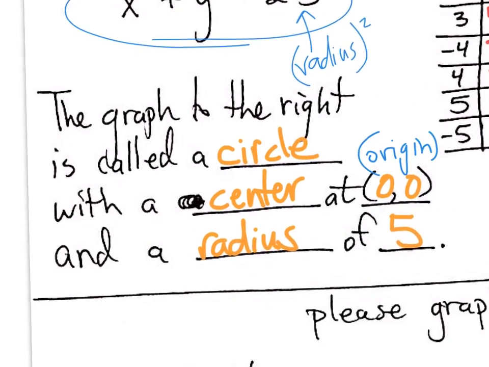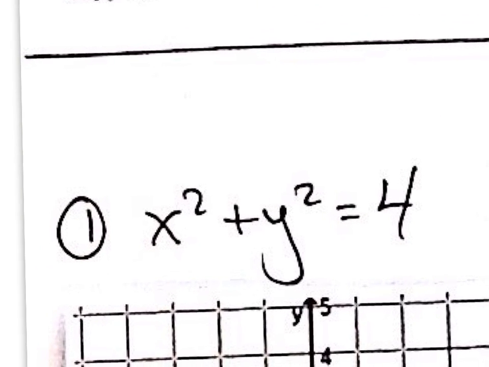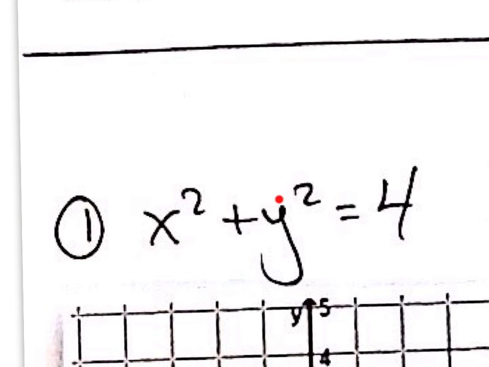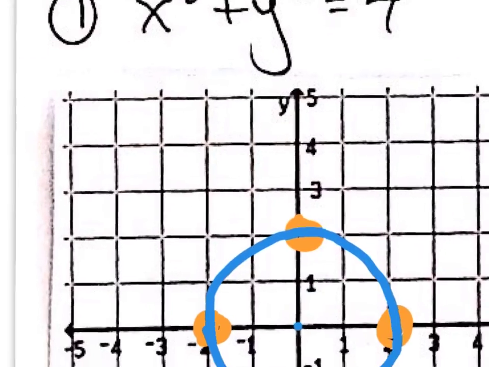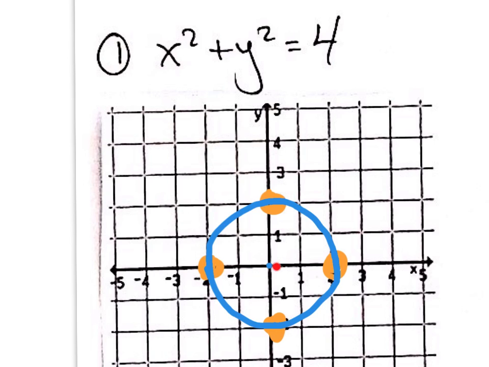So let's see if we can take that knowledge and graph x squared plus y squared equals 4. This is 2 squared, so it's going to be a circle with a center at 0, 0 and a radius of 2. I didn't really have any points out here. You could calculate them, they'd be decimals or square roots or whatever. But going 2 in each direction and then connecting it with a nice little circle looks good to me.